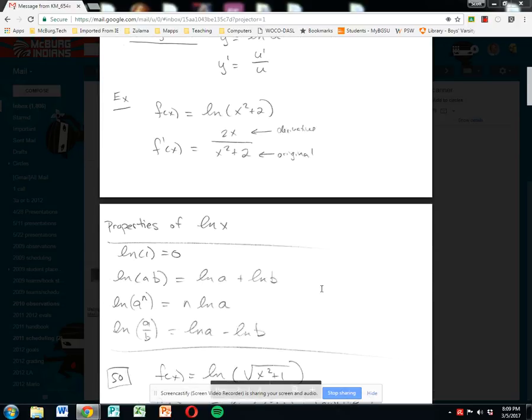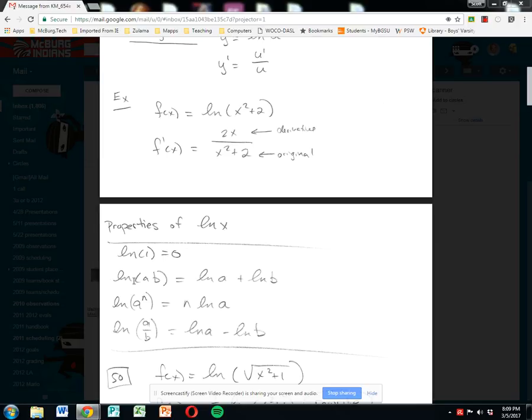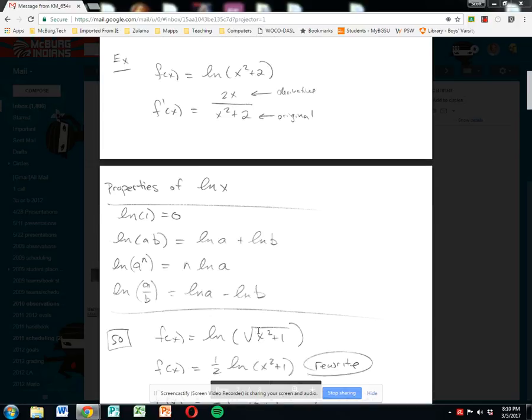If I look at some properties, natural log of 1 is 0. If I have natural log of a product, I actually add those things, natural log a plus natural log b. If I have natural log of a to the nth power, I bring an exponent out front and I leave natural log of a inside. And of course, if I have a quotient, it's ln a minus ln b. We might have expected that, being that these rules look a lot like when I multiply like bases, I add or subtract exponents based on multiplying or dividing like bases.